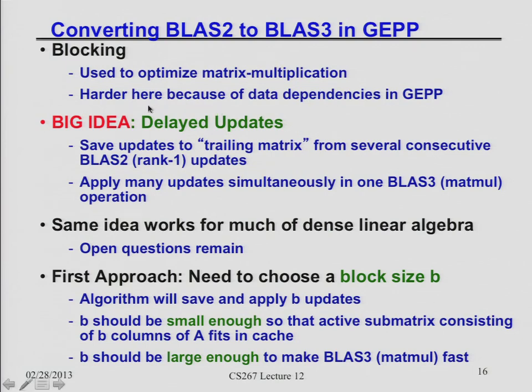So the idea, and this applies to lots of linear algebra problems, is I'm going to delay the updates. I'm not going to update the entire trailing matrix using the first row and first column. I'm going to wait because I don't need them right away. And I'll wait a while, and I'll collect a whole bunch of updates. Let's say I'll collect B updates and wait to apply them. So once I've collected B rows and B columns, I can apply them all at once. And it turns out when you apply them all at once, it's a matrix multiply.